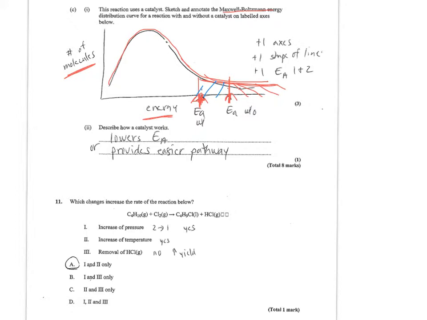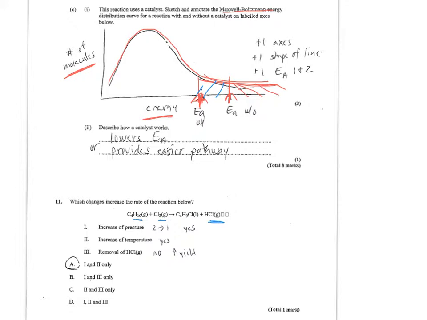Number 11, which changes increase the reaction rate below? 1, an increase of pressure. Well, that's only going to be true if there's a greater number of moles on the reactant side. And if I look, I do have 2 moles of gas on the reactant side and just 1 mole on the product side. So yes, an increase of pressure will speed up the rate.